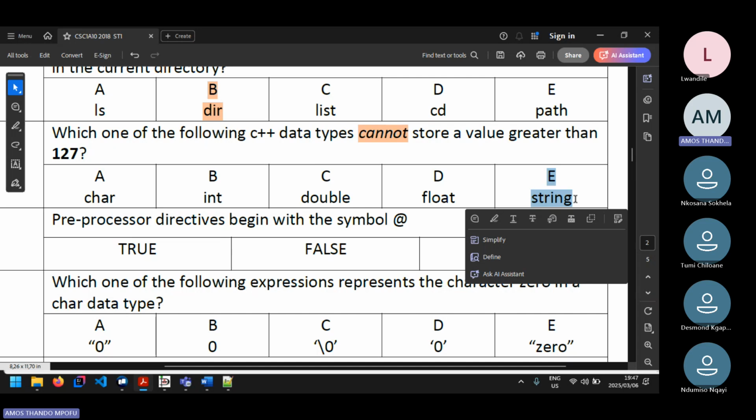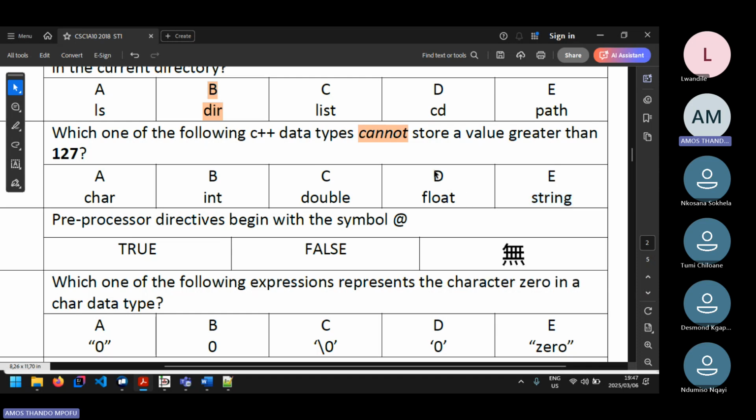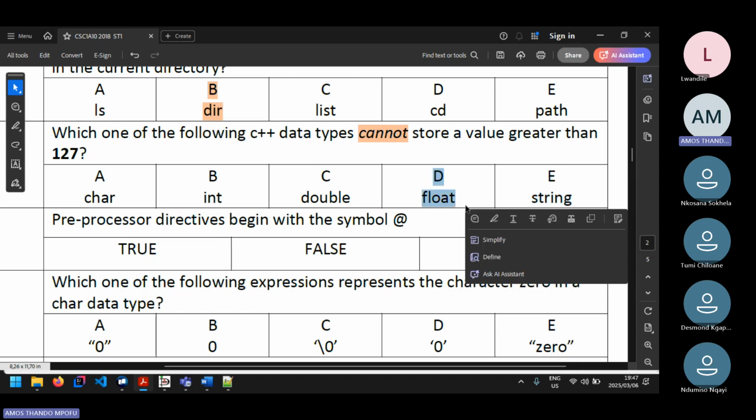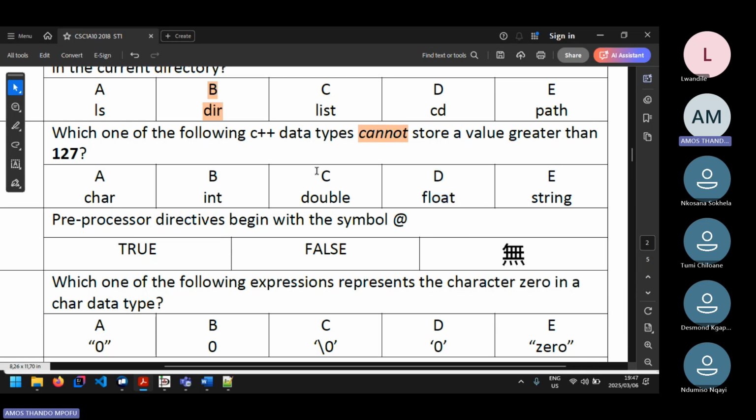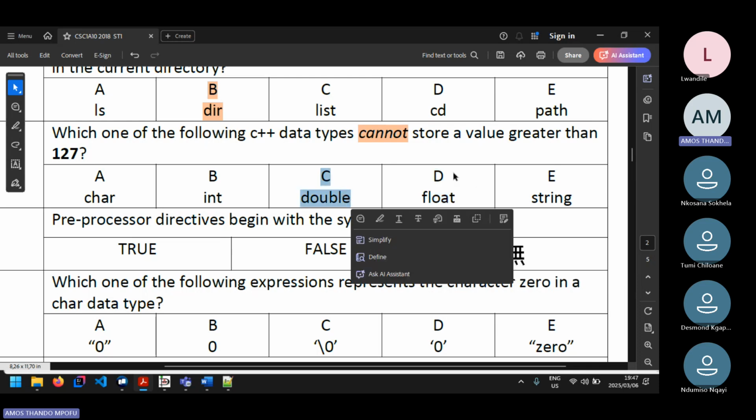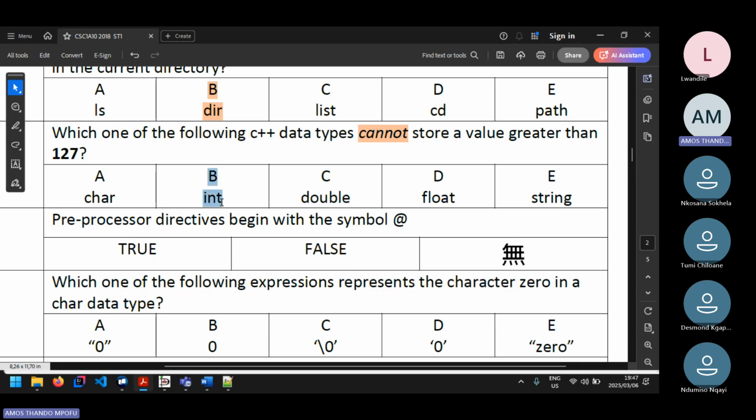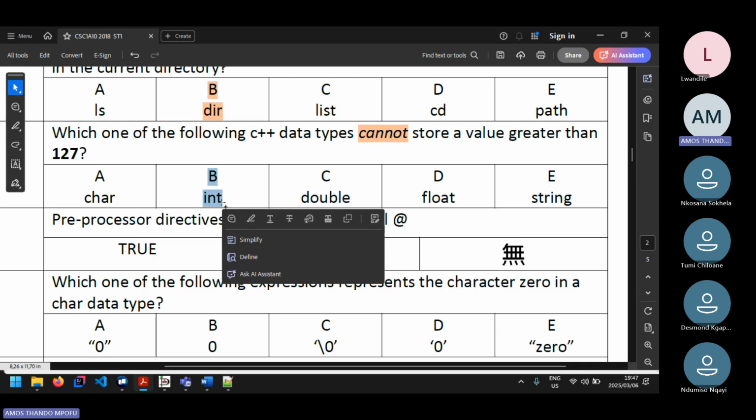So this means string can accommodate actually any length. It's infinite, any number. So this is out of the picture. Float, it supports a very big or wide range. So it's out of the picture. Also, this double, it supports double of this. So obviously it is big. And then integer, it is very big. It supports a very big limit.